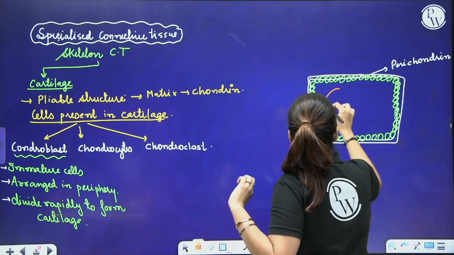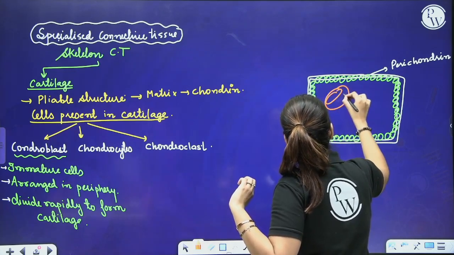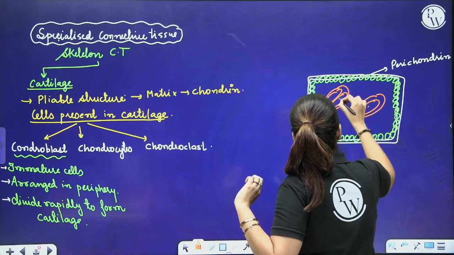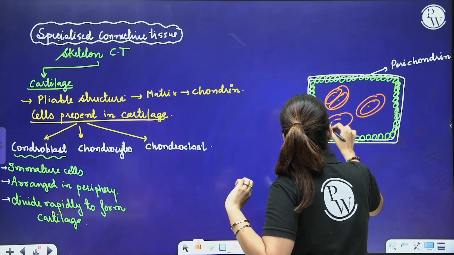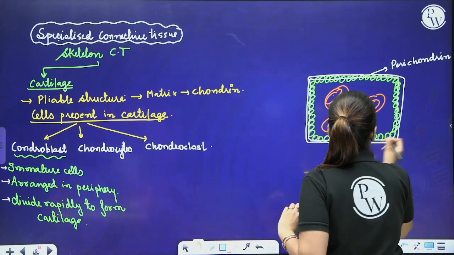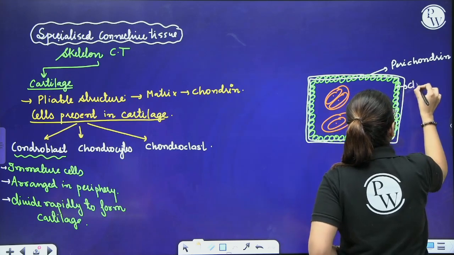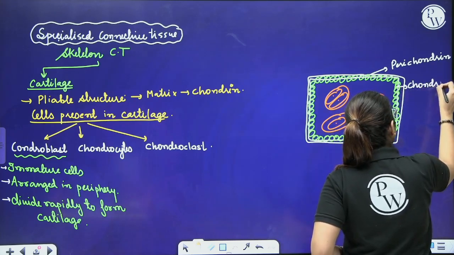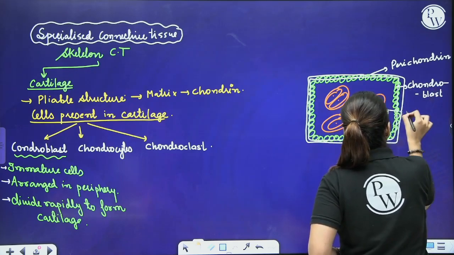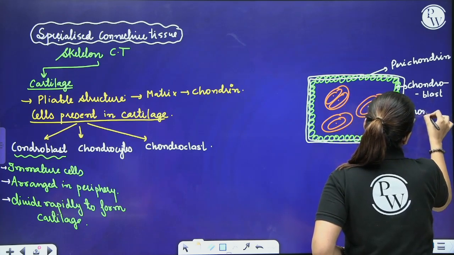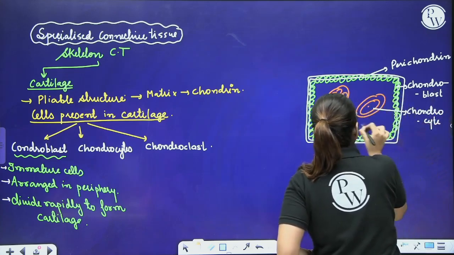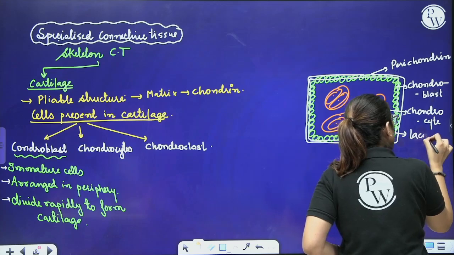Now, this is how another type of cells, which is the chondrocytes, are present. So, let's label each one of these. This is your chondroblast. This is the chondrocyte. And they are present in lacunae.